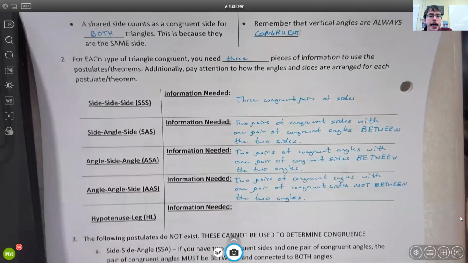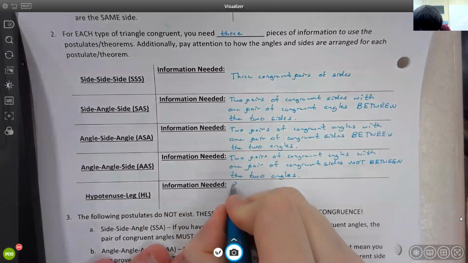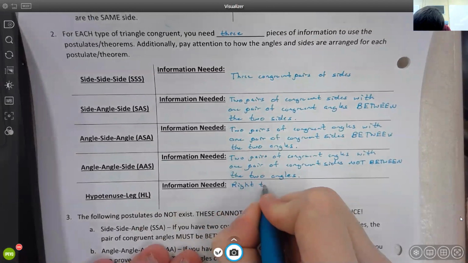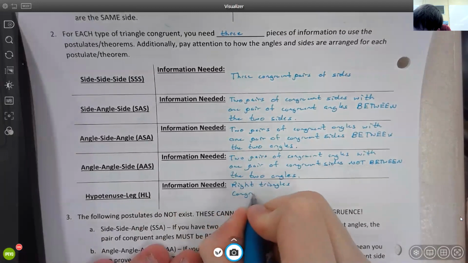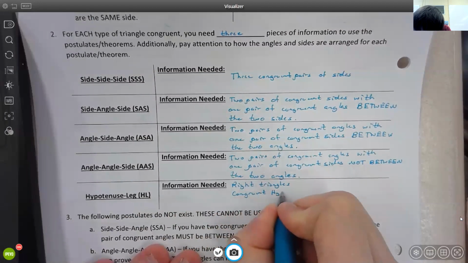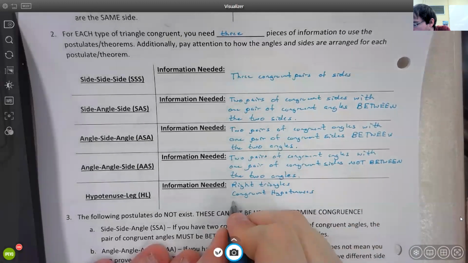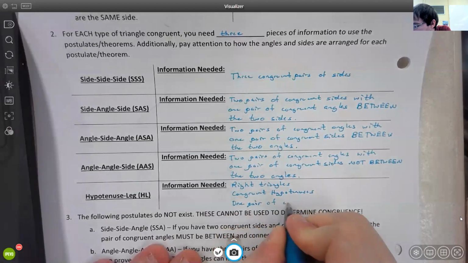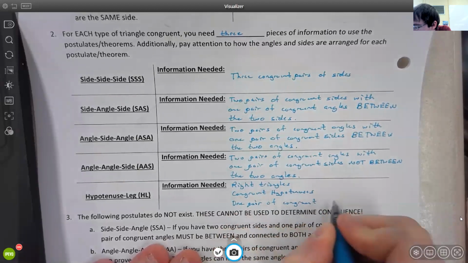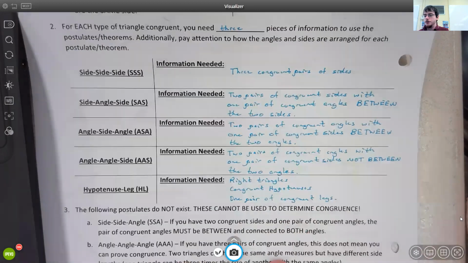Okay? And then for hypotenuse leg, you need right triangles, congruent hypotenuses, and 1 pair of congruent legs. Okay?